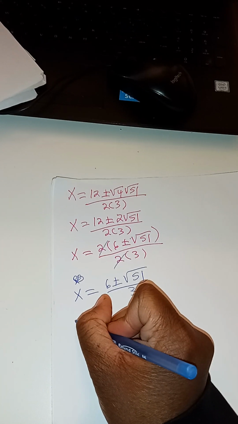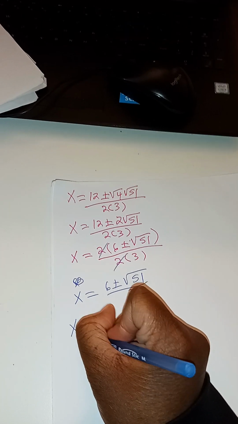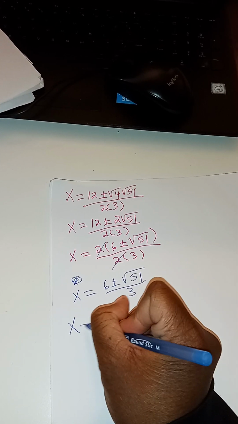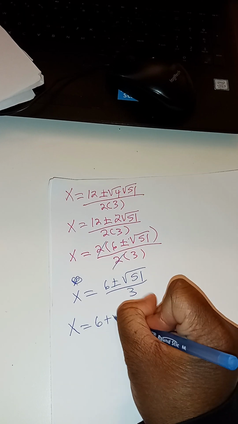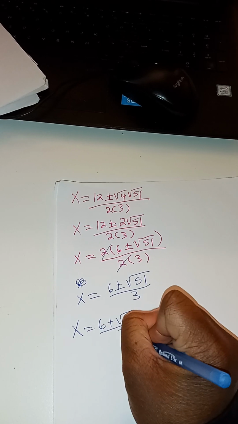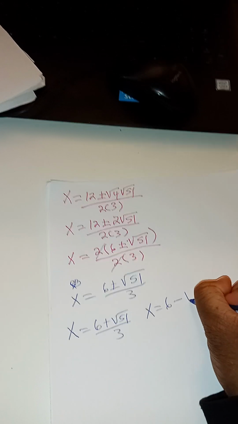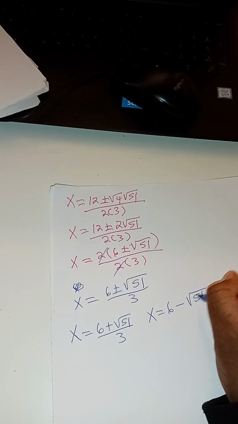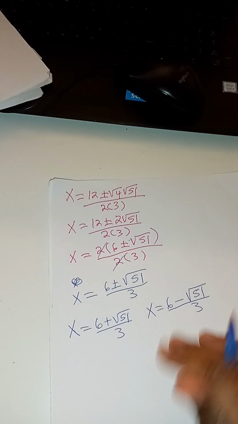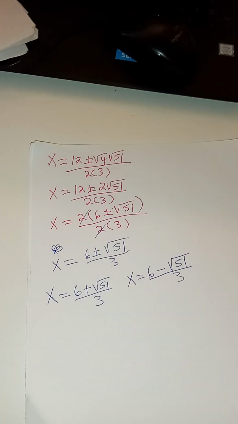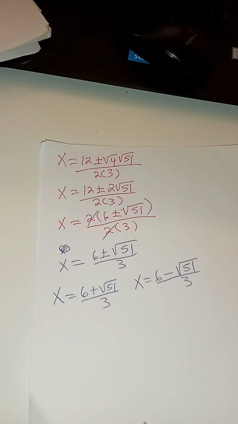And this will split into 2 answers, so x is equal to 6 plus the square root of 51 divided by 3, and x is equal to 6 minus the square root of 51 divided by 3. Let's have this marinate for a little bit.